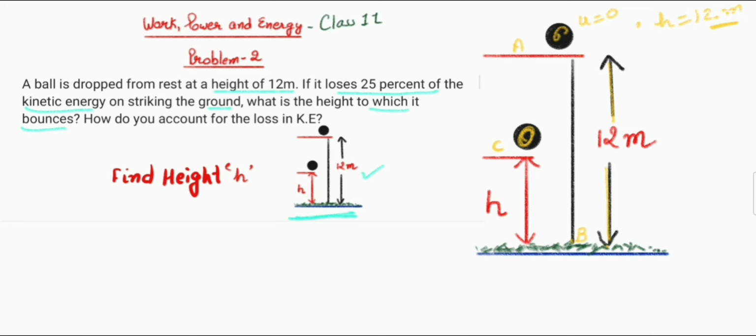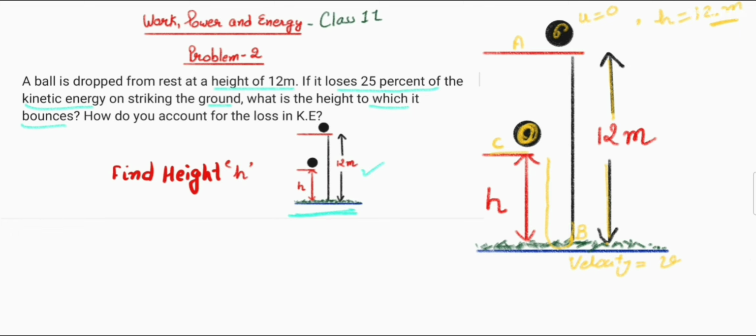So here at B, let me take the velocity as V. This is the maximum velocity it has. They are saying that after hitting the ground, the ball bounces back to position C, meaning here, where the velocity of the ball will be equal to 0. Let me take that velocity V prime is equal to 0. Now we have to find this height. So initial velocity u is equal to 0, h is equal to 12. We need to find the velocity of the ball at point B, so first we have to find V.